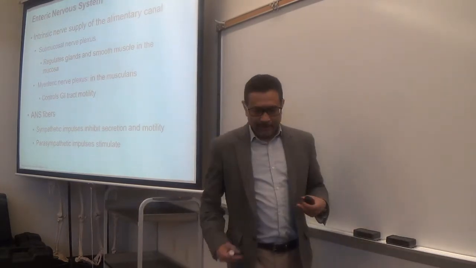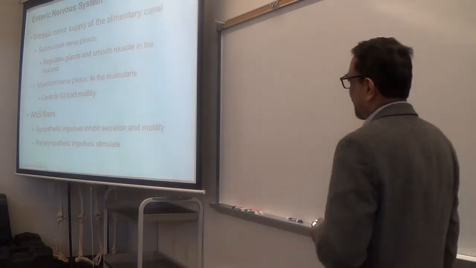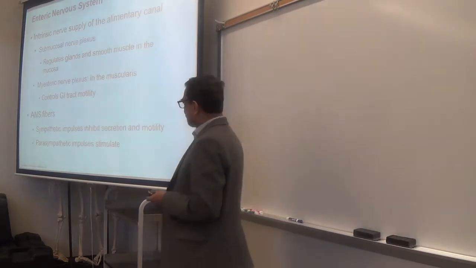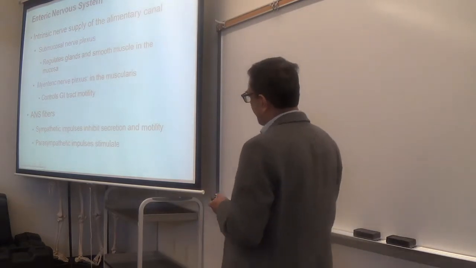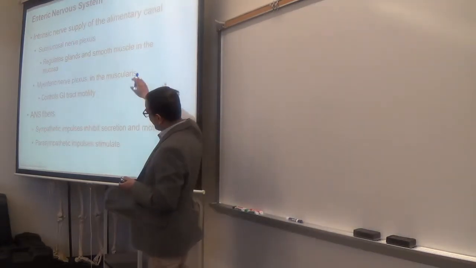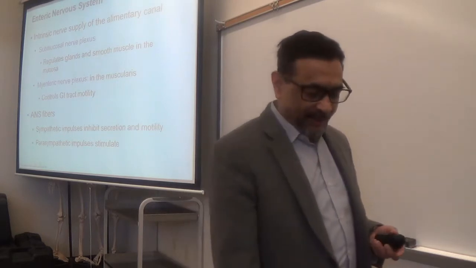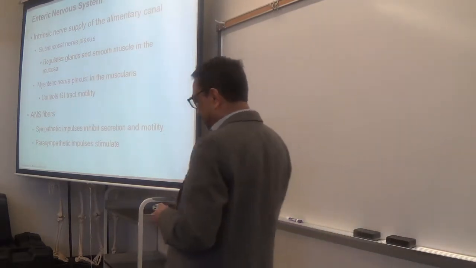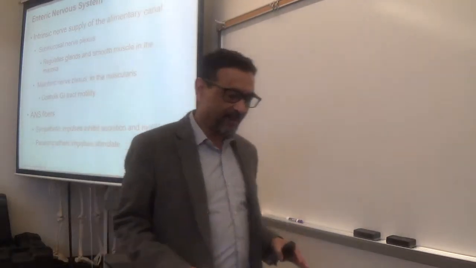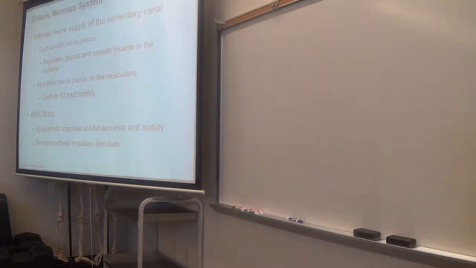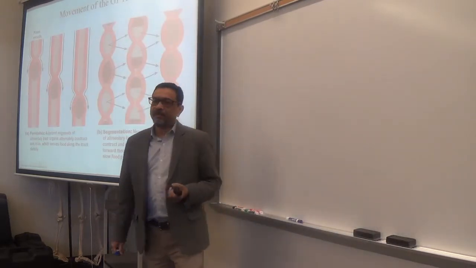In these plexuses, you have 2 types of fibers: sympathetic and parasympathetic. Sympathetic activation inhibits the secretion and motility. That means inhibits. And parasympathetic stimulates. So this is kind of opposite to other parts of the body. Usually we know that sympathetic activation stimulates the body, parasympathetic inhibits the body. But in the GI tract it is kind of opposite.